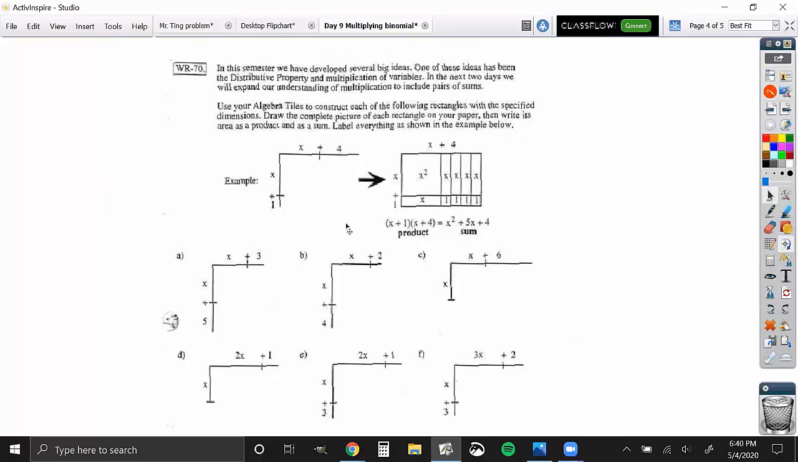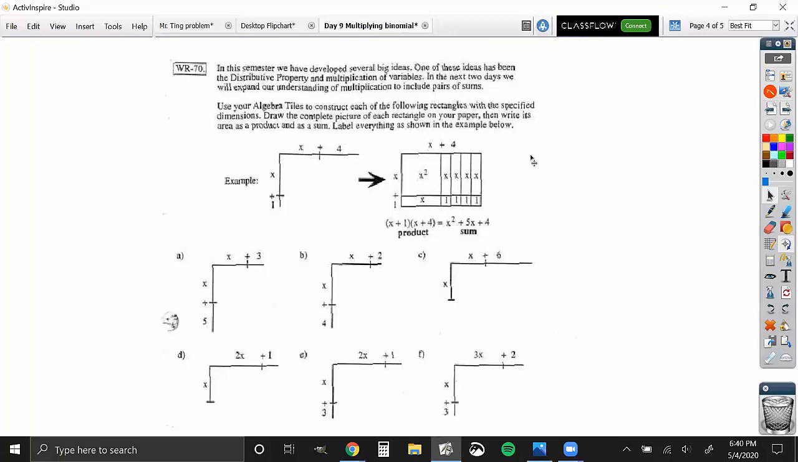And here's what the problem says. In this semester, we've developed several big ideas. One of these ideas has been the distributive property and multiplication of variables. In the next 2 days, we will expand our understanding of multiplication to include pairs of sums. Use your algebra tiles to construct each of the following rectangles with the specified dimensions. Draw the complete picture of each rectangle on your paper, then write its area as a product and a sum. Label everything as shown in the example below.